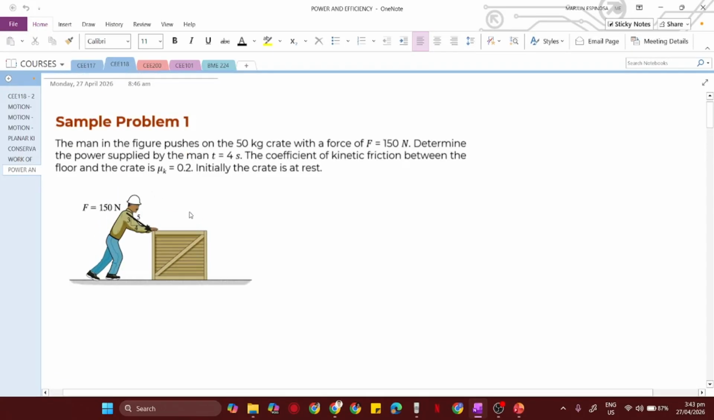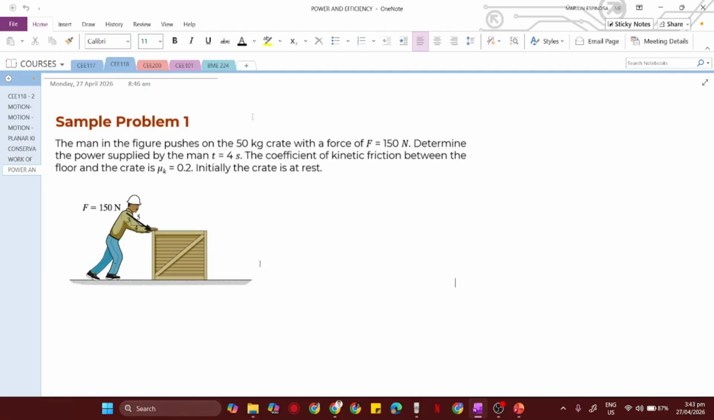Sample problem number 1. The man in the figure pushes on the 50 kilogram crate with a force of 150 Newton. Now, determine the power supplied by the man when t is equivalent to 4 seconds. The coefficient of kinetic friction between the floor and the crate is given to be 0.2. Kinetic coefficient of friction yung binigay dito, it's because yung crate natin is already moving.